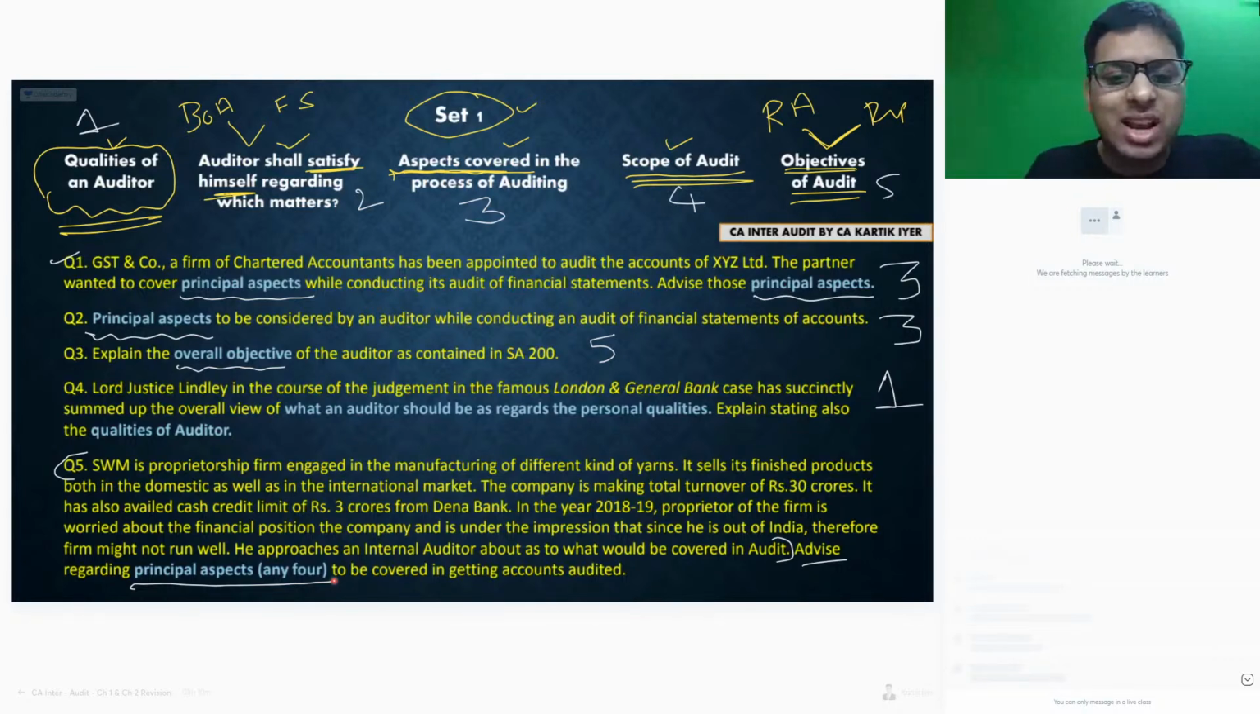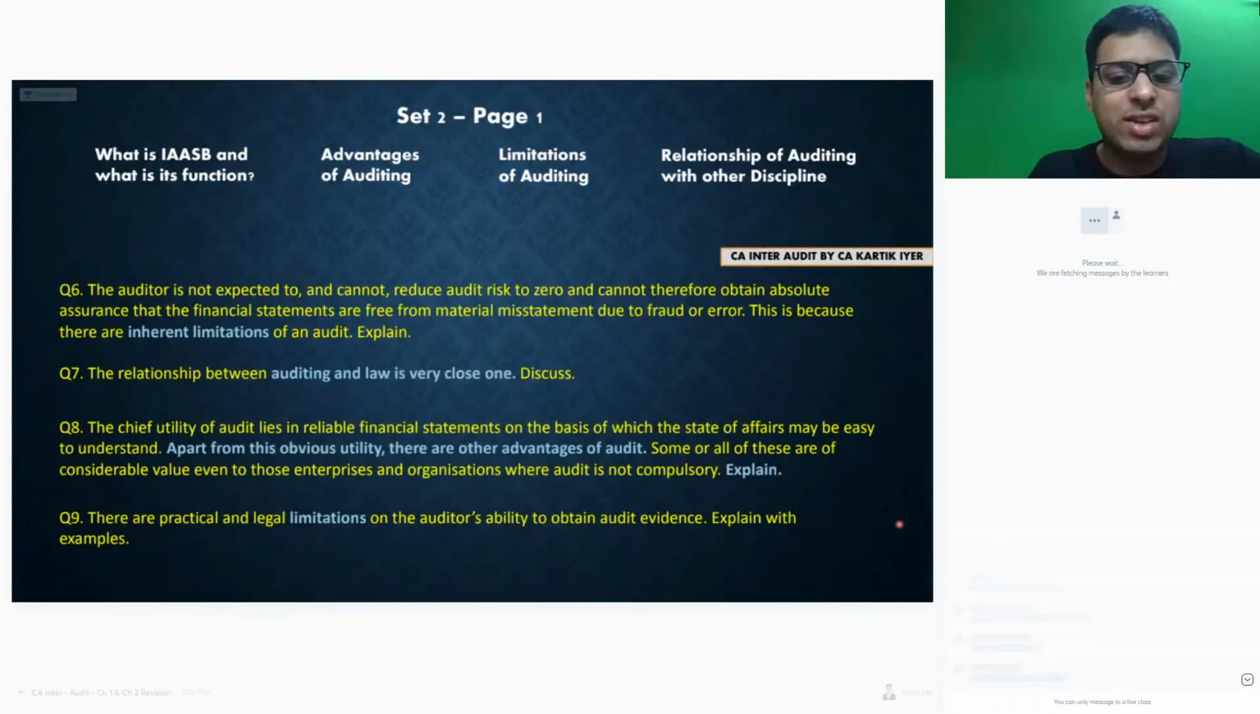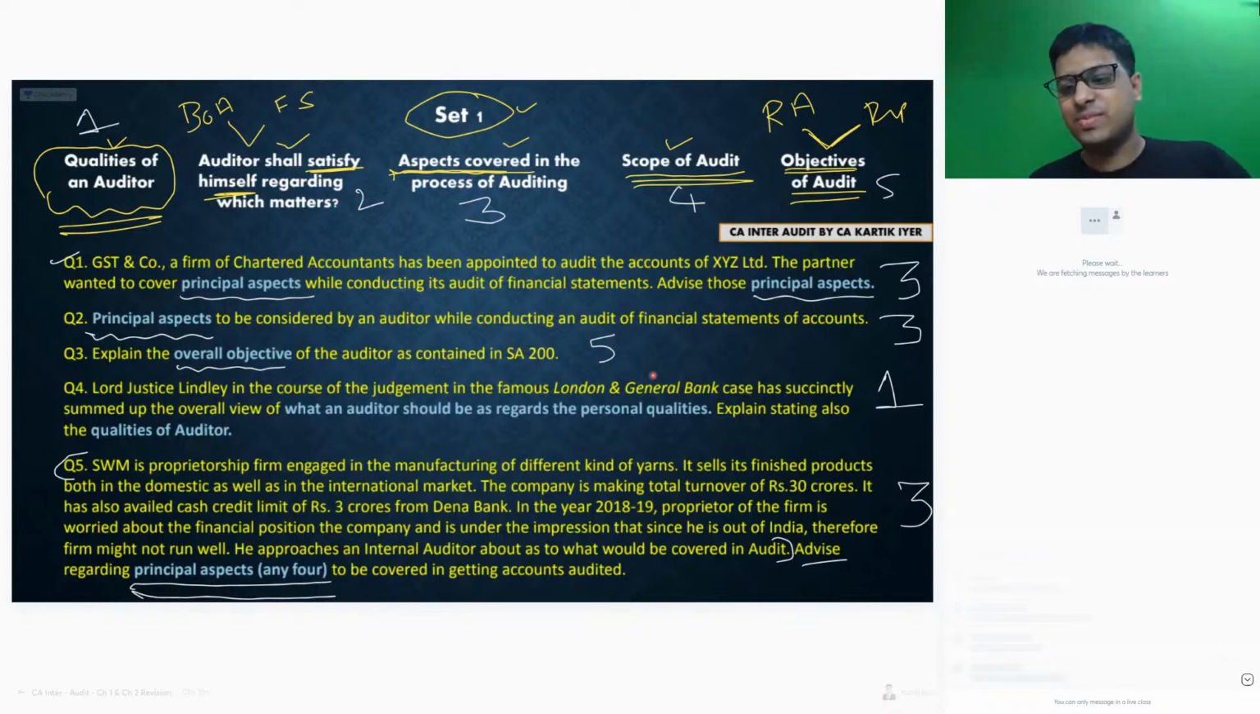Right. So similarly, you will see here that it is the principal aspects, that is any 4. So basically here also the answer will be what? Answer number 3. All the students, set 1 questions are very, very simple. Please tell me. Very easy to understand.